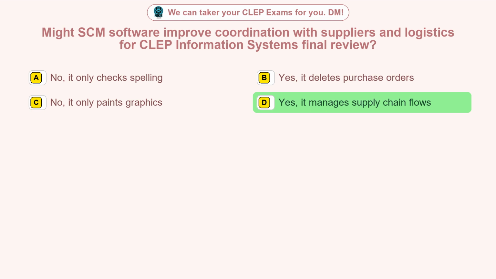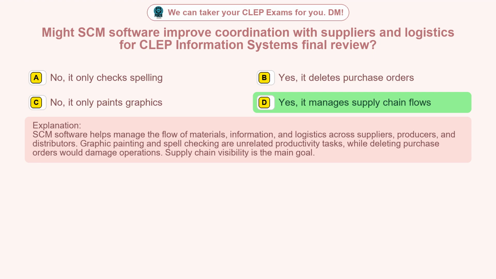The correct answer is option D. Yes, it manages supply chain flows. SCM software helps manage the flow of materials, information, and logistics across suppliers, producers, and distributors. Graphic painting and spell checking are unrelated productivity tasks, while deleting purchase orders would damage operations. Supply chain visibility is the main goal.